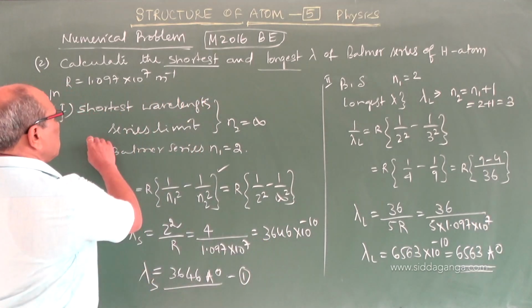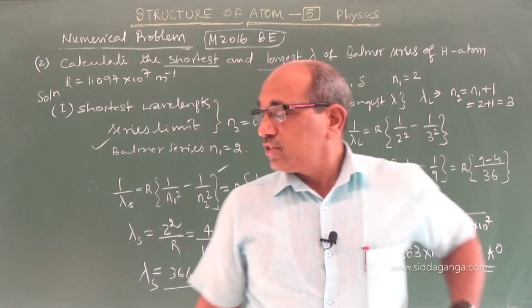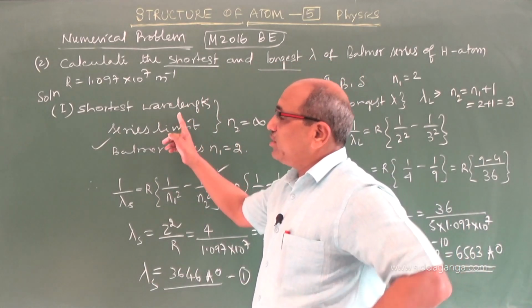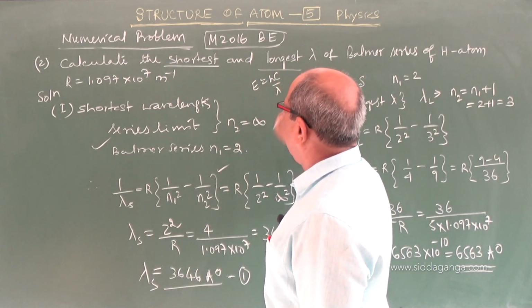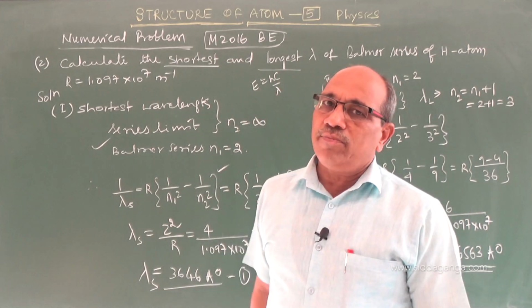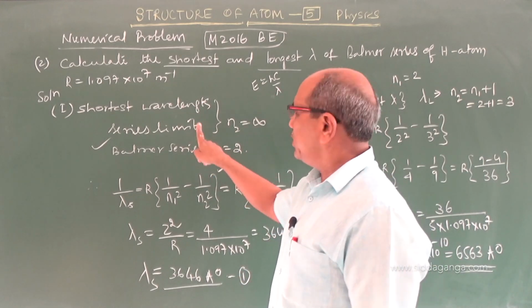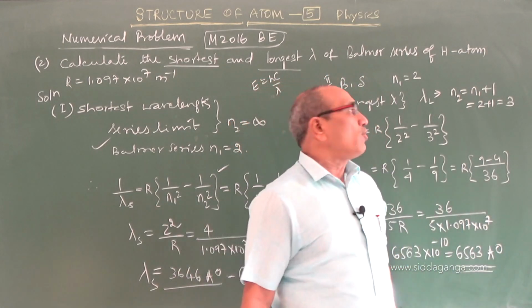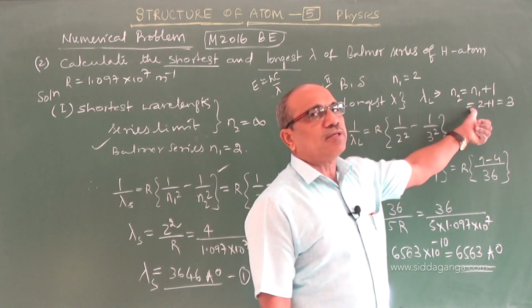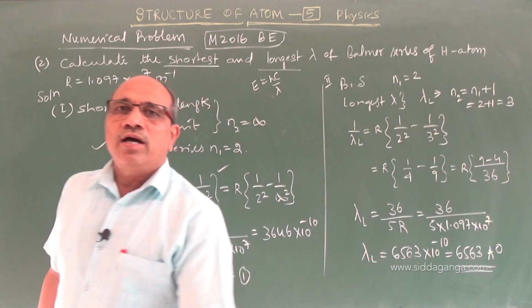Otherwise, remember correctly: shortest wavelength means maximum energy, because energy is hc by lambda. Maximum energy or minimum wavelength, maximum energy for the series limit. For the series limit, n2 is infinity. The first member means minimum energy, longest wavelength. The first member is n1 plus 1. For Balmer series, it is 2 plus 1 becomes 3, and hence we got the answer.